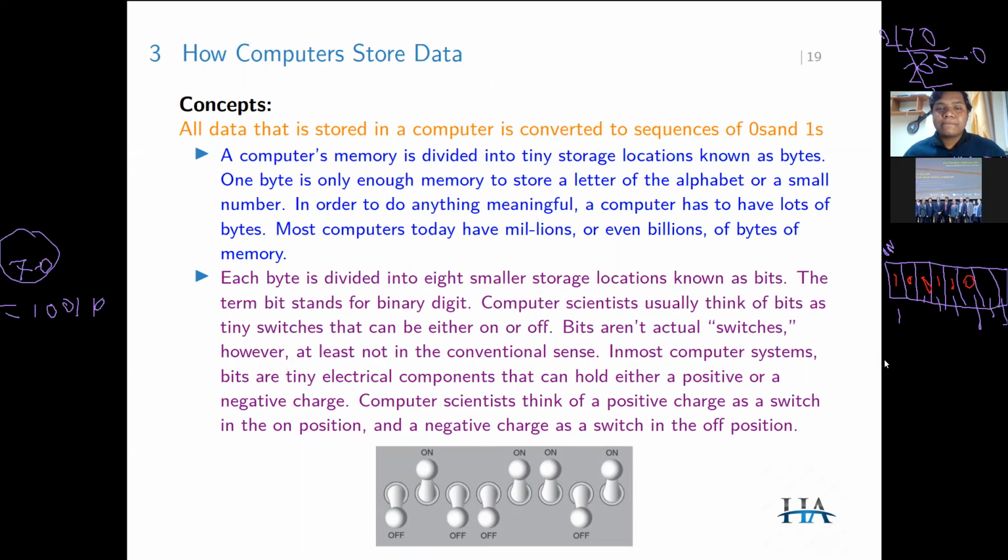Computer scientists think of a positive charge as a switch in the on position and a negative charge as the switch in the off position. So whenever a number is given, you have to convert it into a binary number, and that number will be stored in your computer in 1 byte, and 1 byte consists of 8 bits. Is it clear? Great.